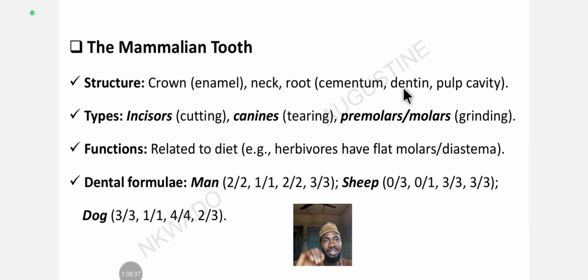You have the dentine. The dentine is after the enamel, you are going to see dentine. Enamel is transparent, but dentine is light yellow in color. So after enamel, you are going to see what is called the dentine. And it is this dentine that determines the color of the teeth. Okay, the dentine determines the color of the teeth.